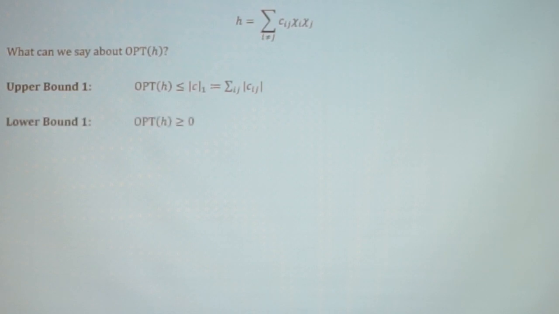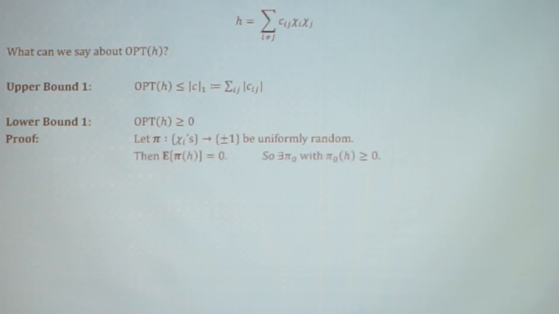I have a lower bound that the optimum is at least 0. It's actually a little bit non-trivial. Here's the proof if you haven't seen it before. I'll give it very fast. You can imagine choosing a uniformly random assignment where you assign each of the chi_i's plus or minus 1 uniformly at random. And then you can look at the expected value of this assignment. By linearity of expectation, the expectation of each term under a uniformly random assignment will actually be 0. So the expectation of the whole thing will be 0. And that means, of course, there has to be at least one assignment that makes this degree 2 polynomial at least 0. So that's nice, it's at least 0.